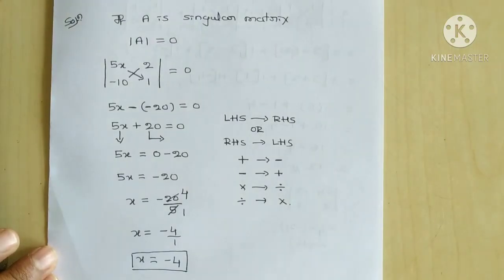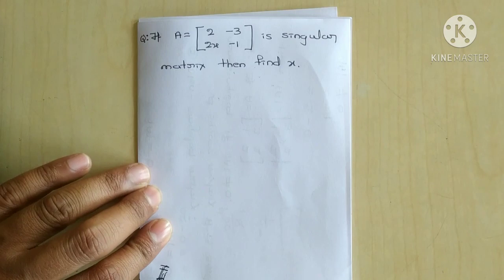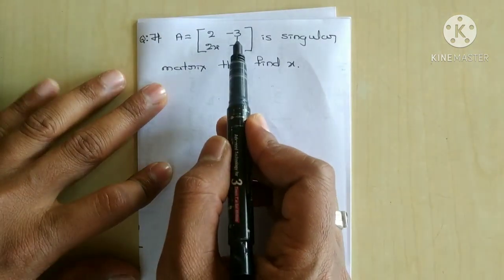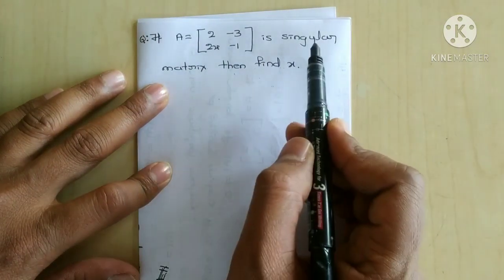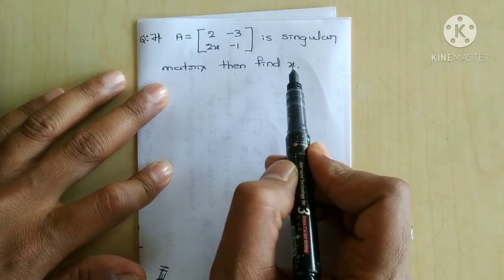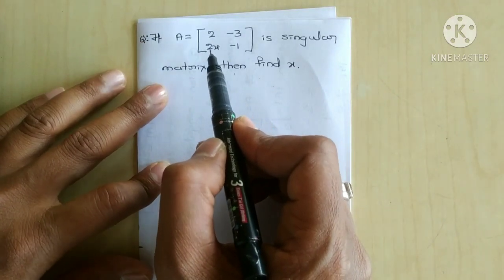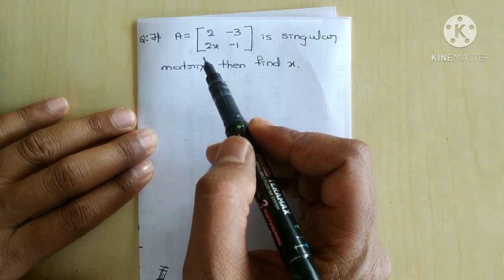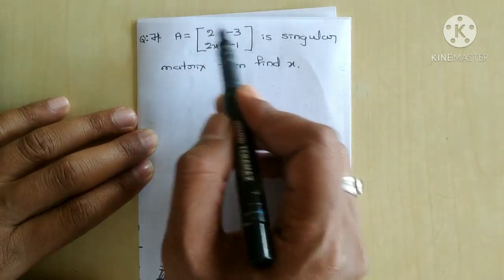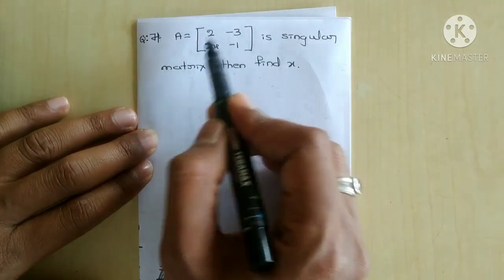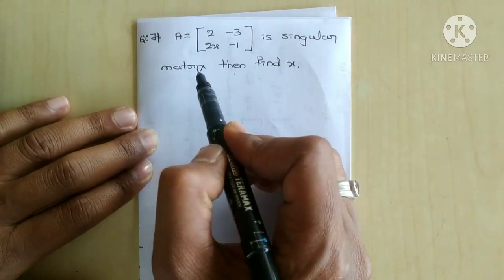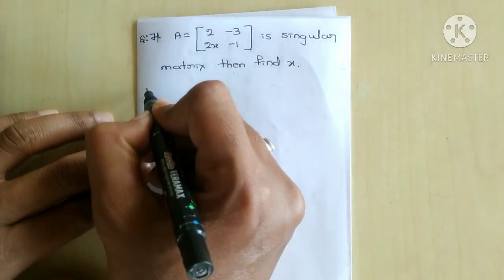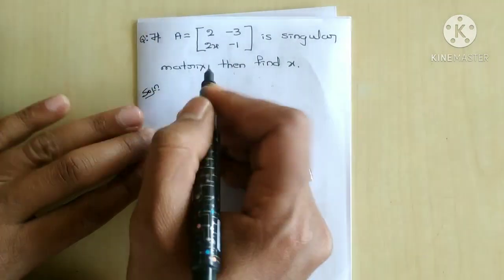Next question. If A is equal to 2 minus 3, 2x minus 1 is a singular matrix, then find the x value. Again you need to find the x value. What they have given is a square matrix. Which type of matrix? This is the singular matrix. Using this condition you need to find the x value. Therefore write that condition first.